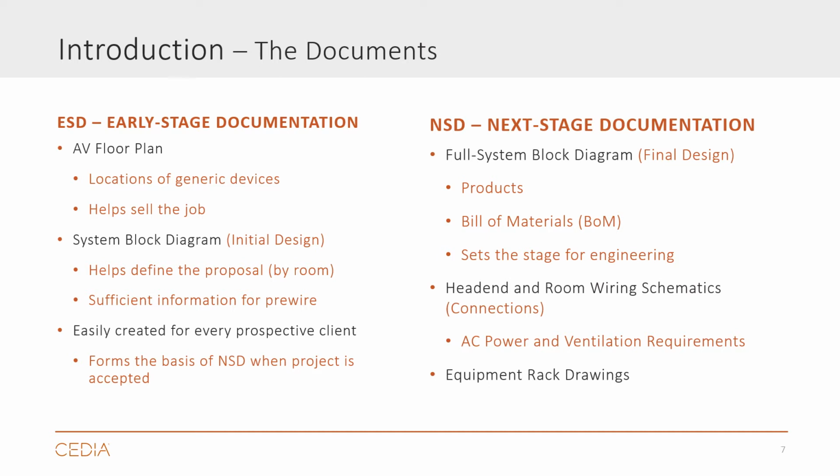ESD, device locations. The AV floor plan drawing defines where key items like speakers, TVs, access points, etc. will go in and around the property. Design. After we know where key devices are going, how do we show the full size and scope of the project? That's the system block diagram, which is a one-page layout of the whole project showing all the rooms, devices, and pre-wire connectivity.